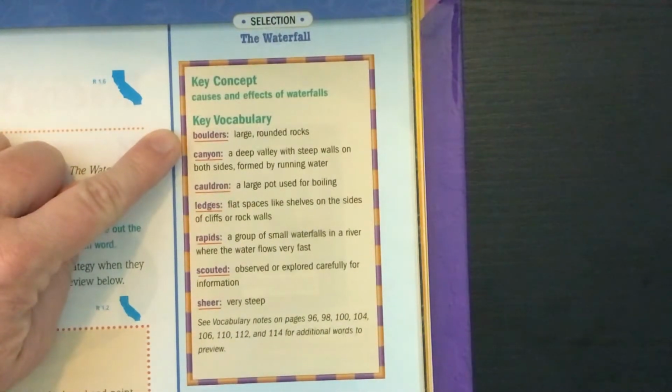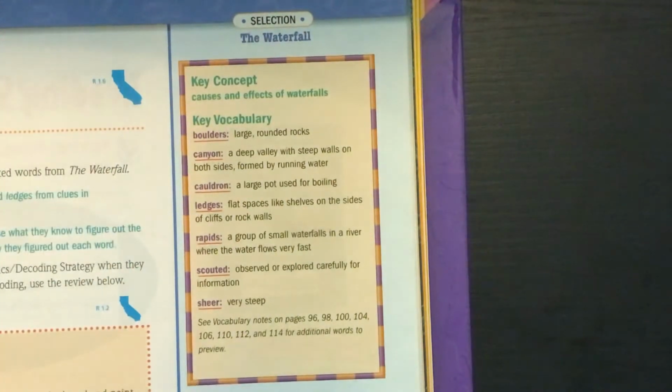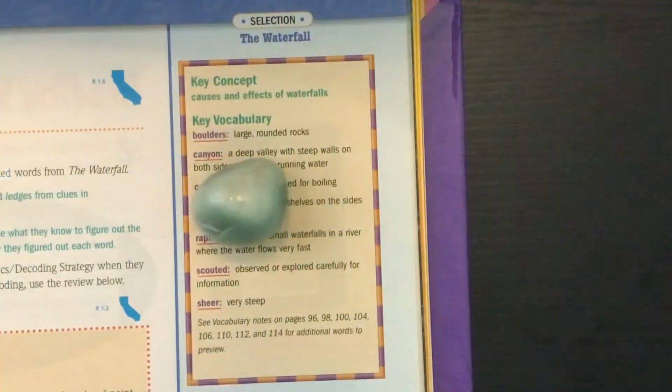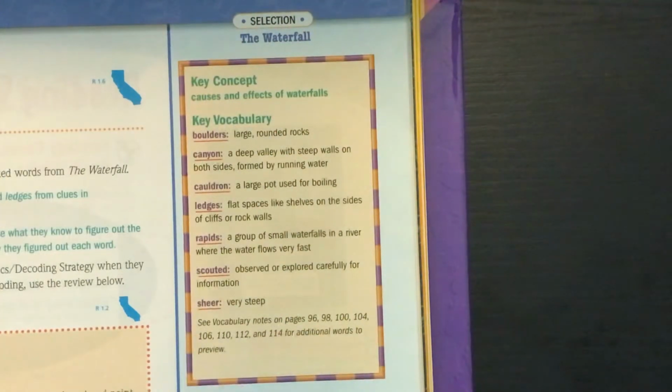Your turn. Boulders are large, rounded rocks. Boulders are really big. When they say large, they mean big. It's not a rock like that. That's a little rock. It's a big rock.